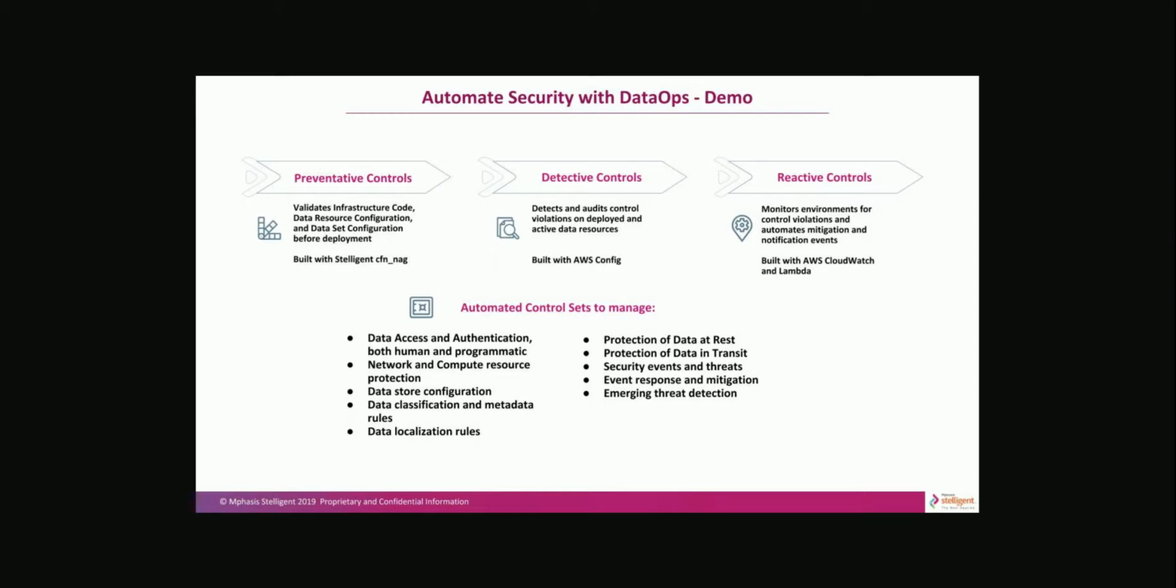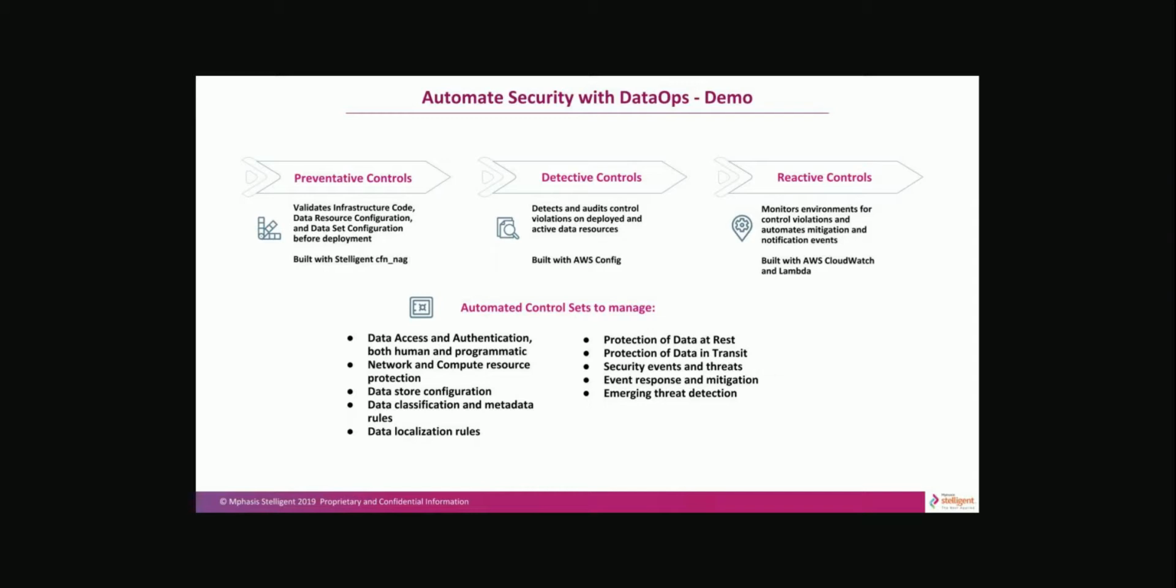Okay, so first let's take a look at the types of controls we'll be demonstrating in today's demonstration. The first type of control is a preventative control. The purpose of this type of control is to prevent insecure or misconfigured infrastructure, data sets, or application code from being deployed. In today's demo, we will see how the pipeline stage functions as a gate to block a misconfigured EBS volume from being deployed.